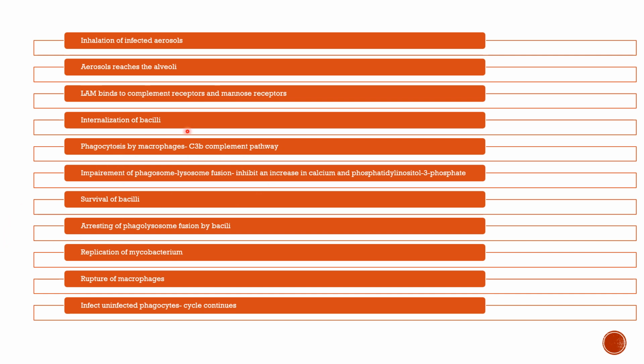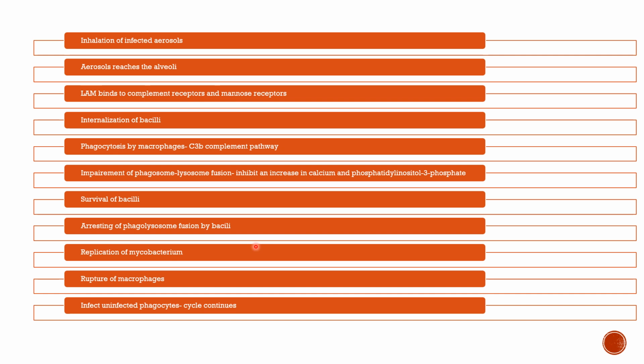How do they impair this? By inhibiting an increase of calcium and phosphatidylinositol 3-phosphate. Once this impairment is done, it enables the bacilli to survive in that medium. Survival of the mycobacteria in the macrophages is enabled, and then some of them would be successful in arresting the fusion that's going to take place, while some of them won't be able to.